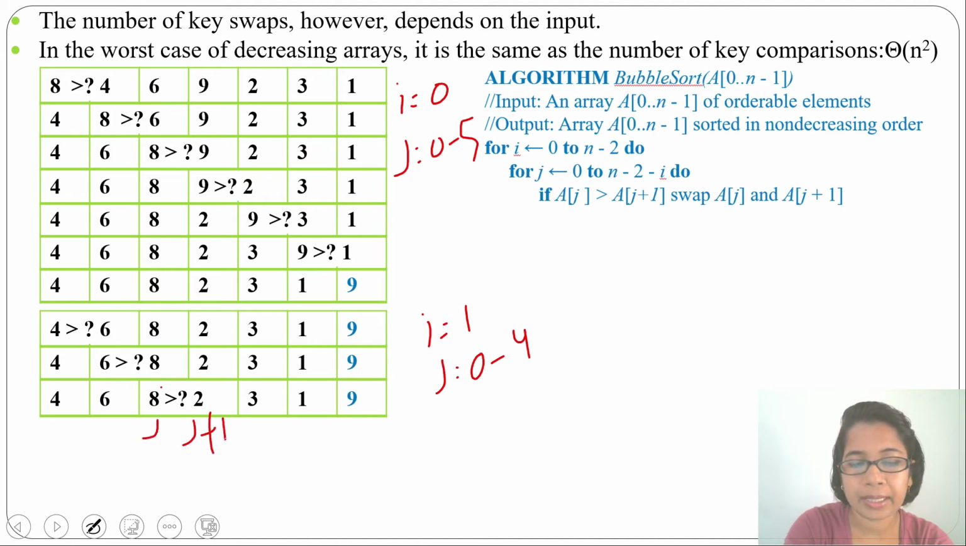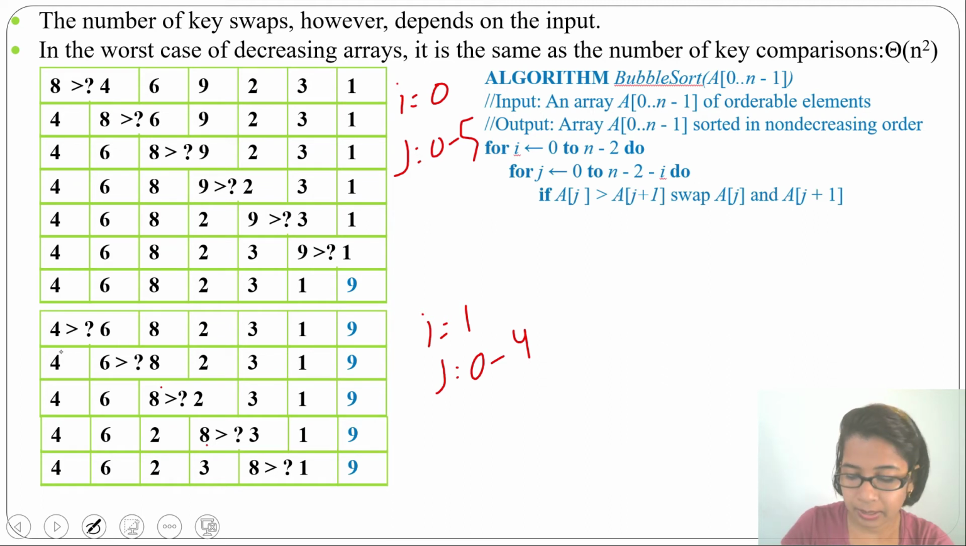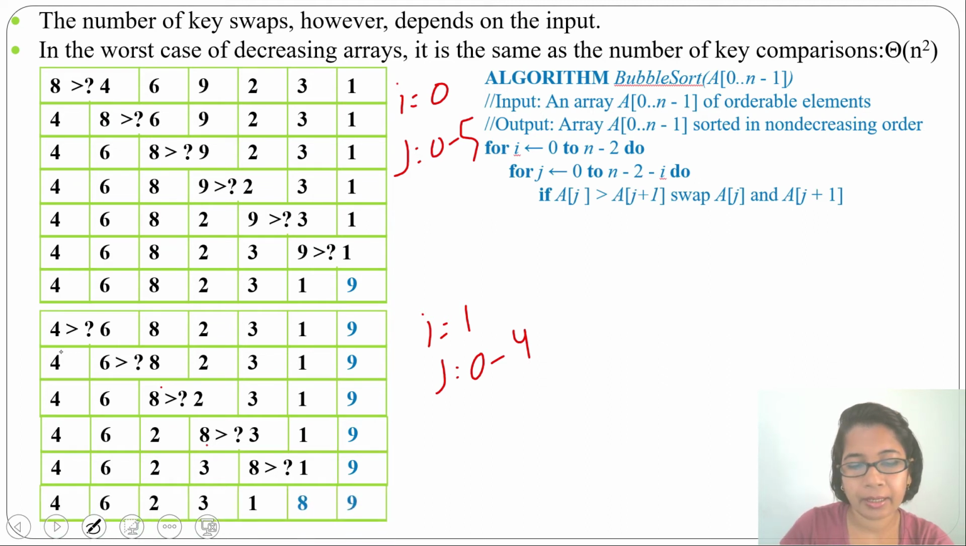We'll compare, is 8 greater than 2? Yes. So these two will swap. 2 will come to 8's position and 8 will come to 2's position. Next we will compare 8 and 3. Is 8 greater than 3? Yes, so this is our j and this is our j plus 1. 8 is greater than 3, so these two will swap. We got this. Again we will compare, is 8 greater than 1? Yes, so this 8 will come to the right and 1 will come to the left.